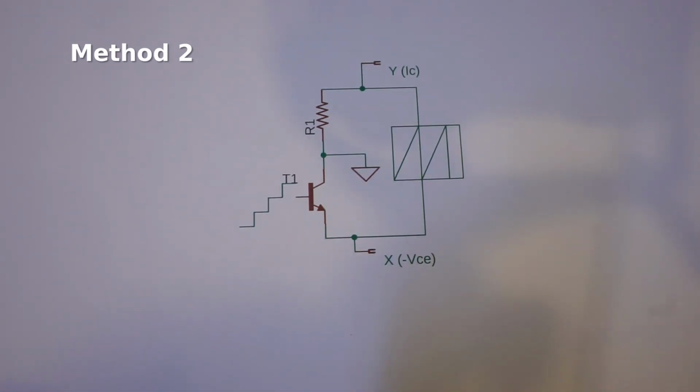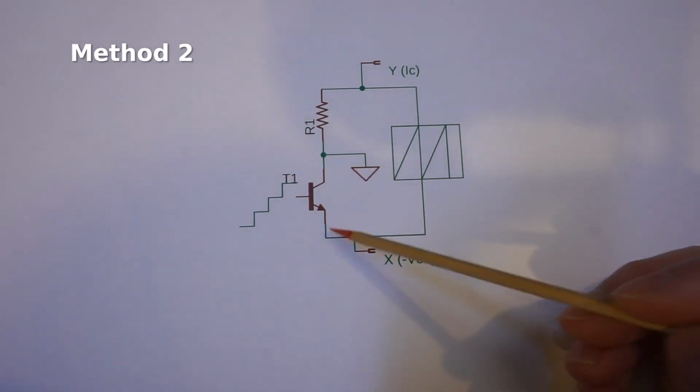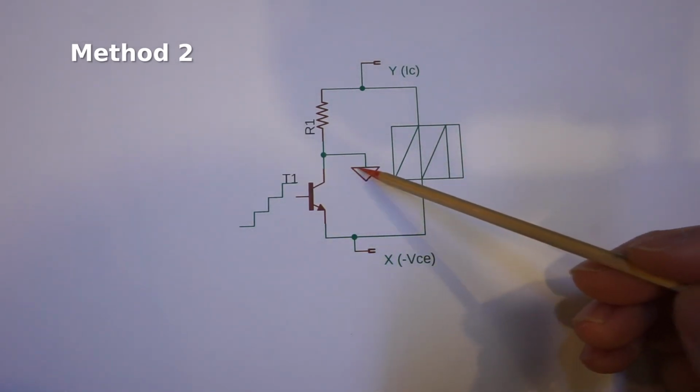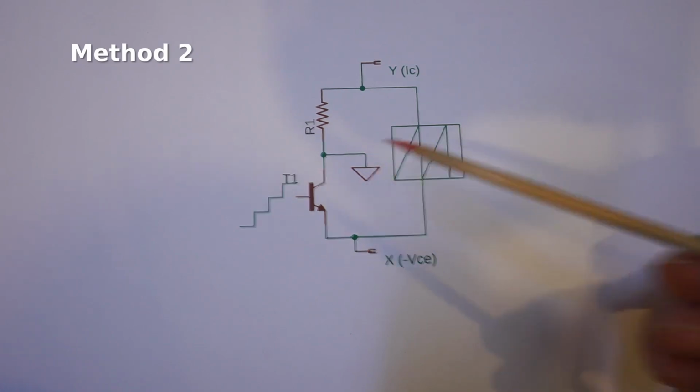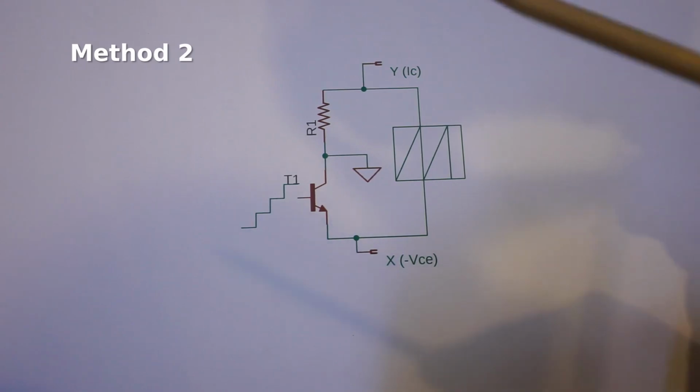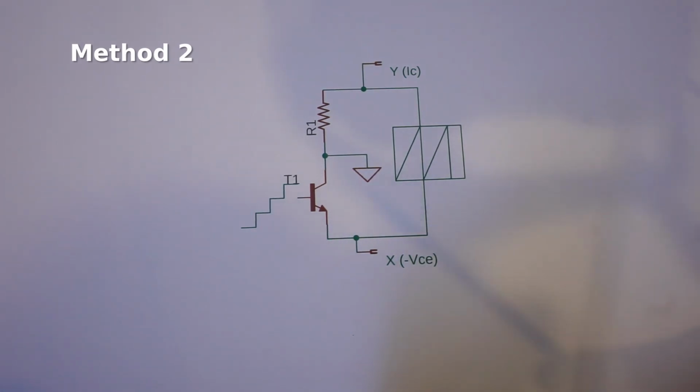Now, the major downside with this alternative approach is that because the VCE measurement is negative with respect to the oscilloscope ground, the generated image is mirrored along the y-axis, which makes the resulting image less conventional, as you typically cannot flip the image along the y-axis on an oscilloscope.